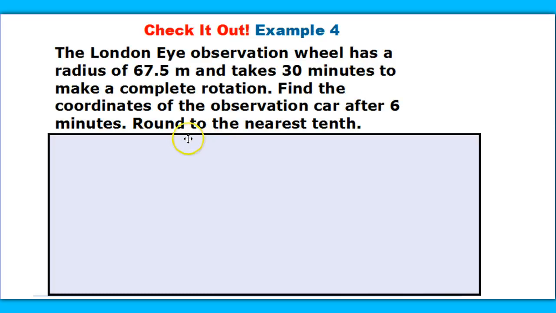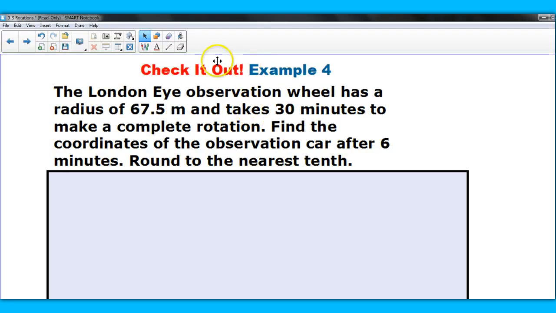Okay. The London Eye observation wheel has a radius of 67.5 meters and takes 30 minutes to make a complete rotation. Find the coordinates of the observation car after 6 minutes. You know, I've already sneaked a peek at the key, and they actually use 60 minutes here for a complete rotation. So strike this out and replace it with 60, and let me do that with a pen here. We want 60, because that indeed is what they use in their key. And they do this pretty often, don't they?